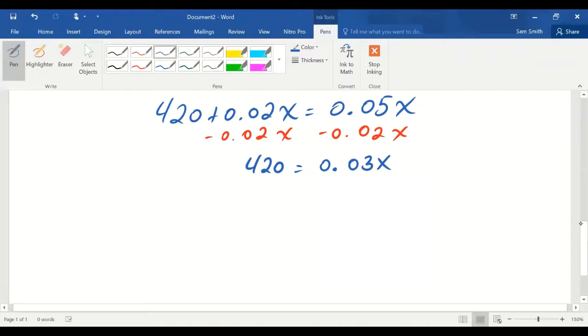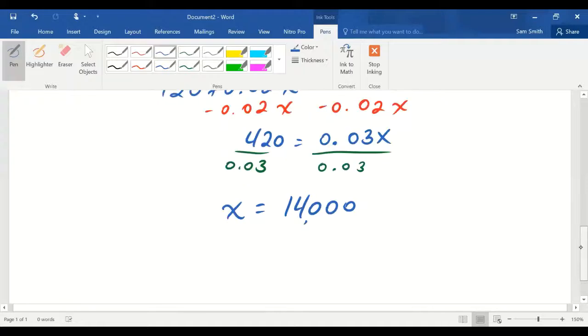I think this is, if I divide both sides by 0.03 to isolate x, I think that this may be 140 with 2 additional zeros. So I think that this may be 14,000 in total, but check that on your calculator. Make sure I haven't done anything too funny.